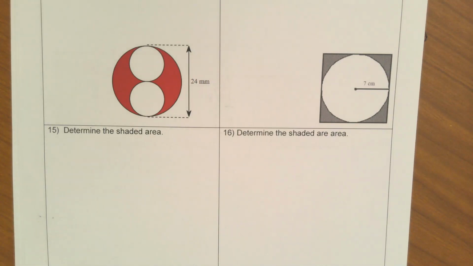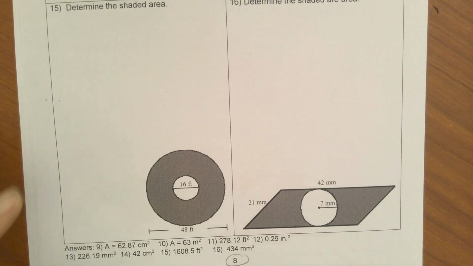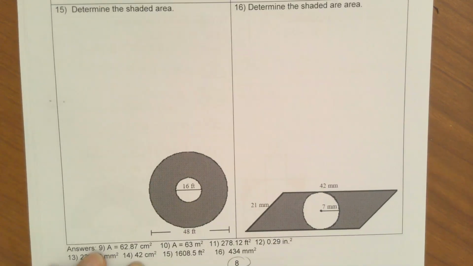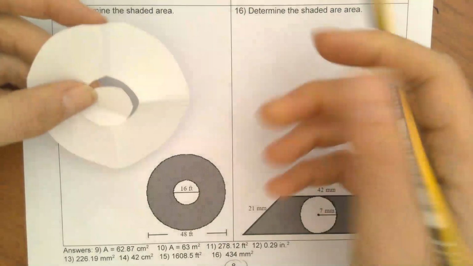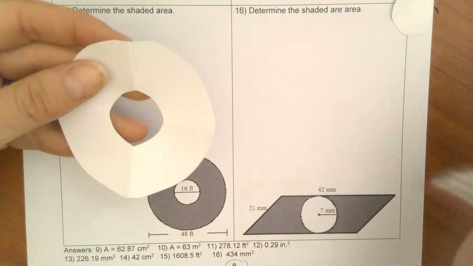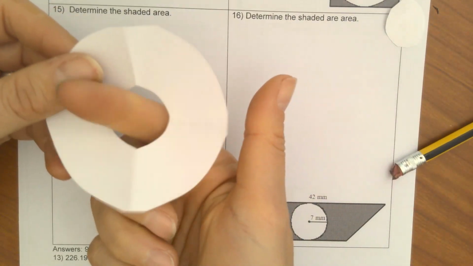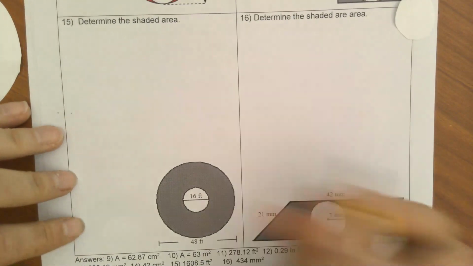Still doing composite shapes. Let's look up page 8. Let's do this one here. Okay, so it's determine the shaded area. I see a big circle and a little circle, and we're going to take out the little circle and there's going to be a hole. So let's find the big circle.